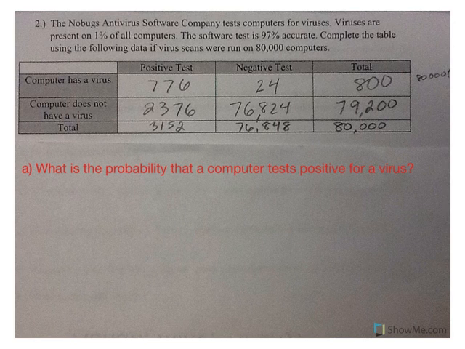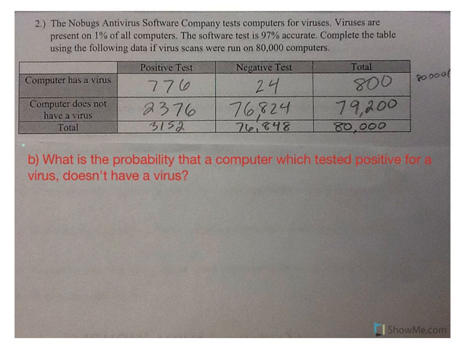Okay, so what is the probability that a computer tests positive for a virus? Notice the word if is not present here. No given. This is not a conditional probability. It just says, what's the probability a computer tests positive? Well, this is how many test positive, and that's what we want to know, out of our total, 80,000. So the probability that we have a computer that tests positive is 0.039. Almost 4% that we're going to get a positive test.